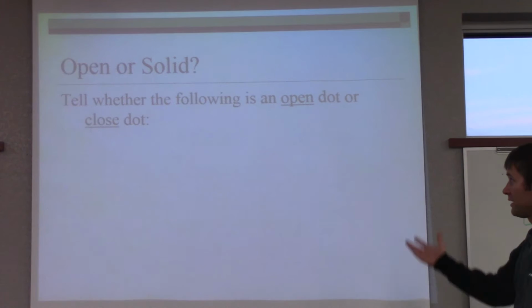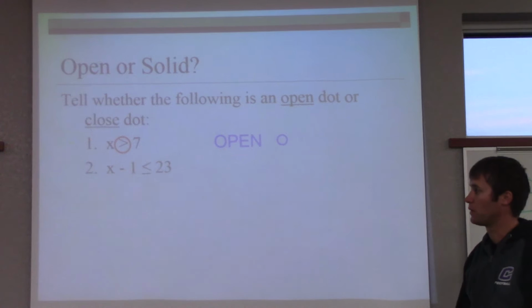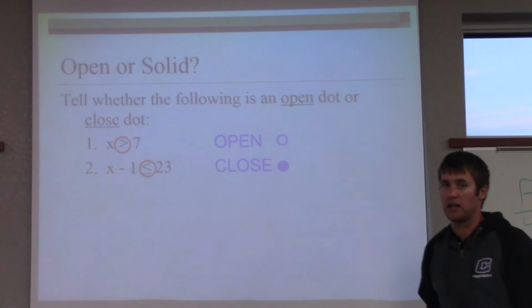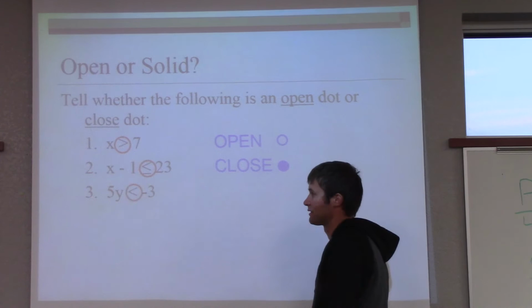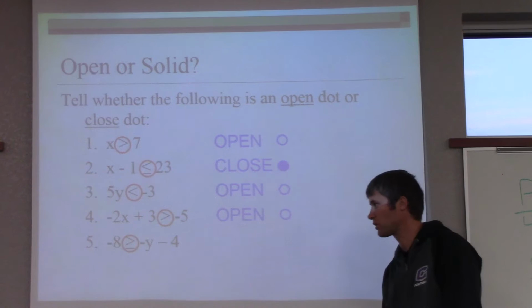Okay, so now just tell me if it's an open or closed dot. So we look at it. If I went to graph this, would I use an open dot or closed dot? Well, it's greater than, so we'd use an open dot. We went here. It's less than or equal to, so we'd use a closed dot. Went to this one. Less than, open dot. Greater than, open dot as well. And then lastly, it's equal to, it has a line underneath, so we're going to use a closed dot.